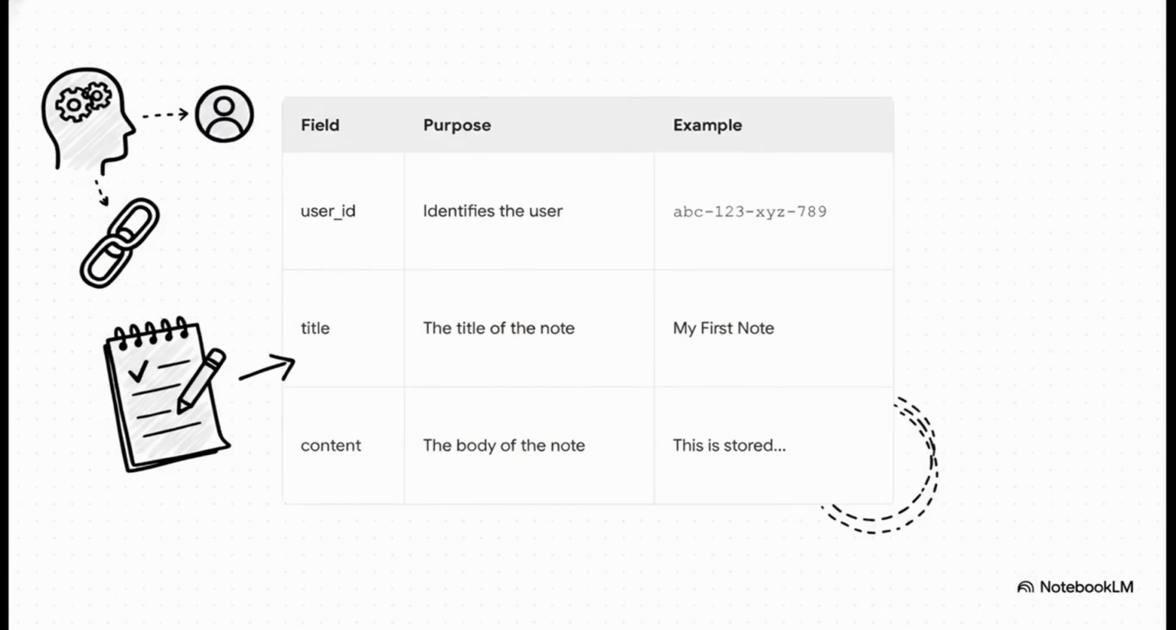Let's make this real for a second. This is basically what a notes table in our database looks like. See, every bit of info has its own column. You've got the user ID, which links it to a specific person, you've got the title of the note, and then the actual content. It's just clean, organized, and incredibly efficient.